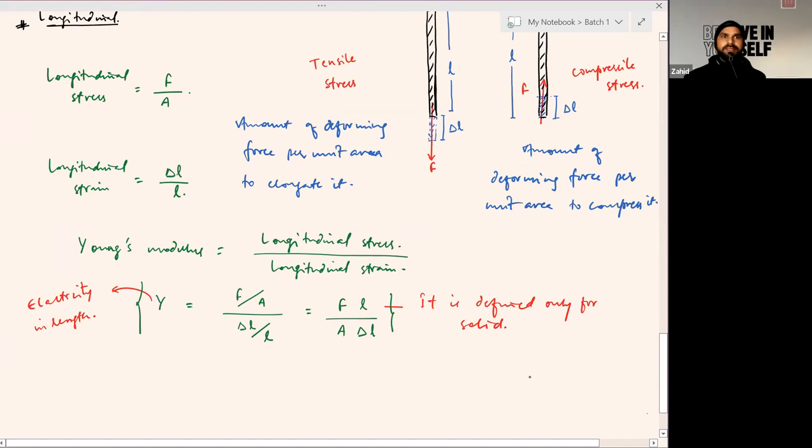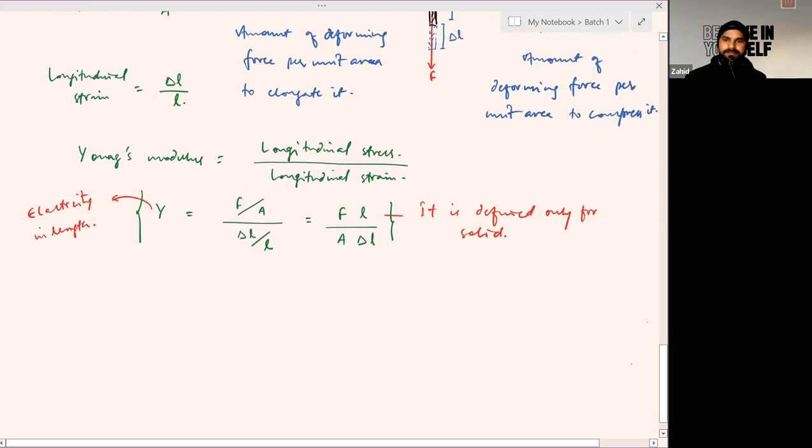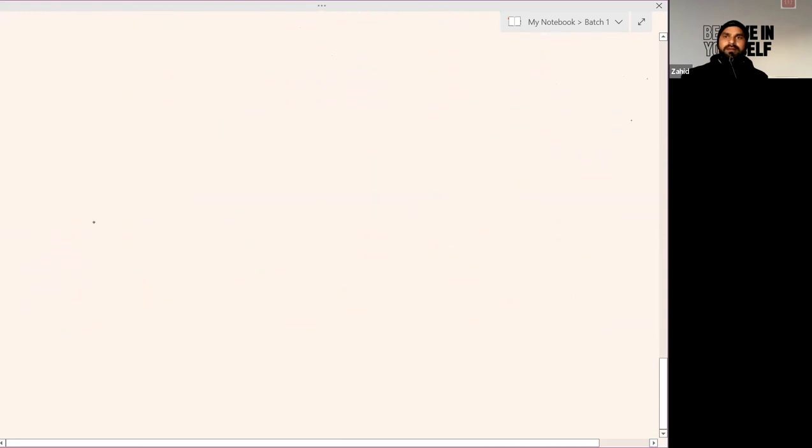We had just started mechanical properties of solids, in which I had defined longitudinal stress, strain, and Young's modulus. Let me give you a numerical related to this.